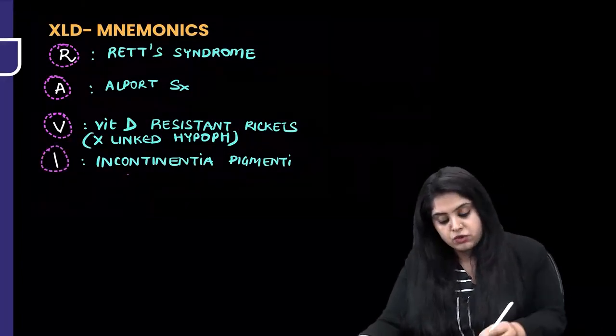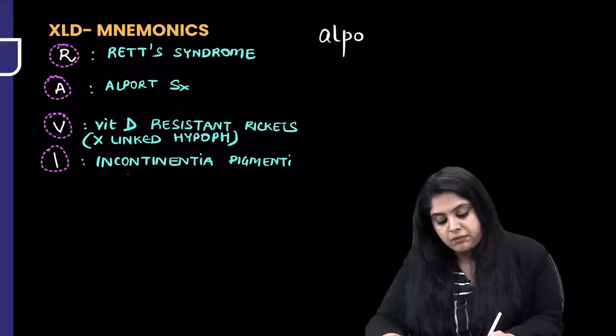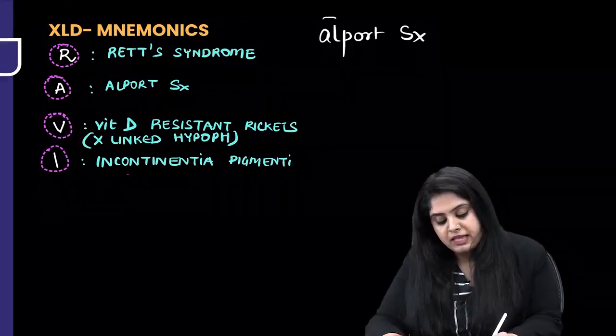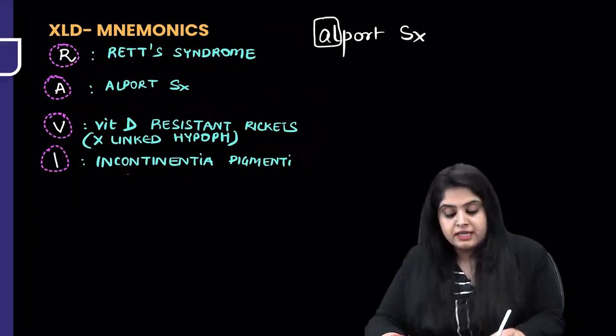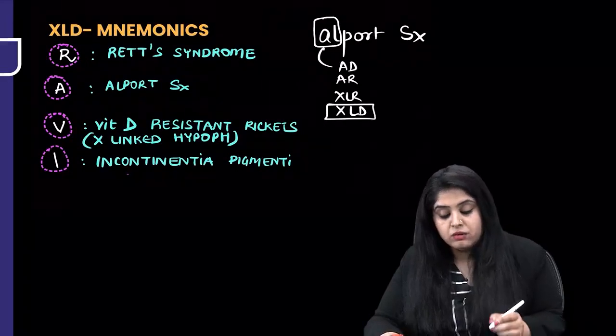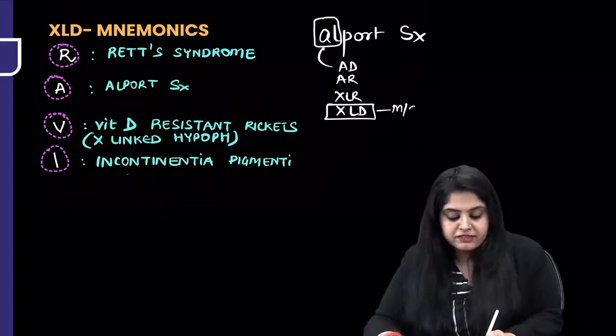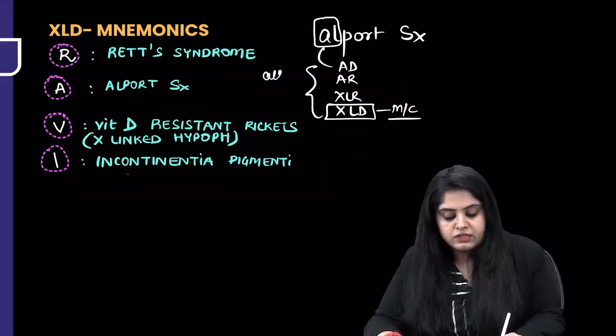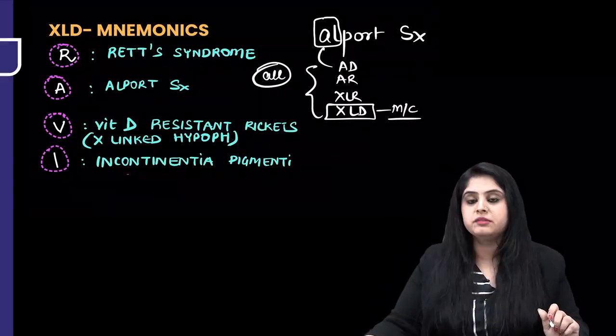With one word of caution over here, when I'm talking about Alport syndrome, it can possibly have all the inheritances. It can have autosomal dominant, recessive, XLR, XLD, all, but I had to make you mark the most common. So most common is XLD, but otherwise it can have all the inheritances possible.